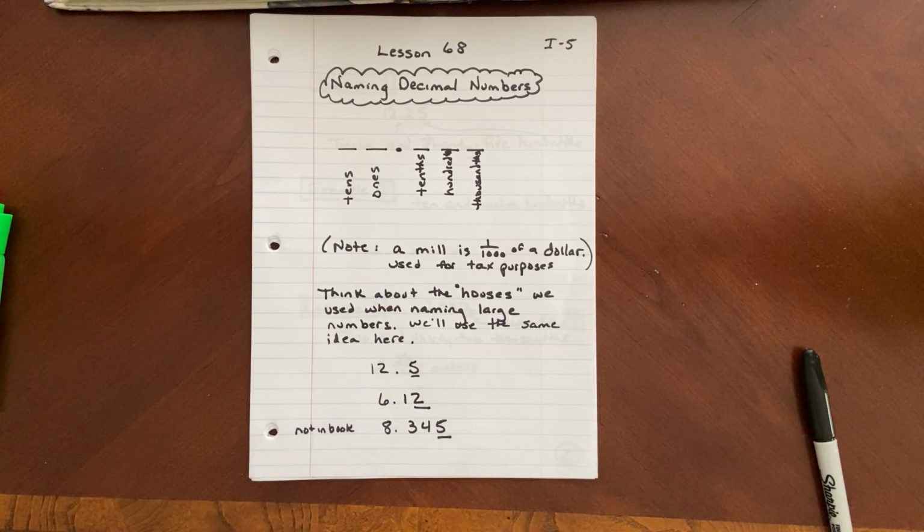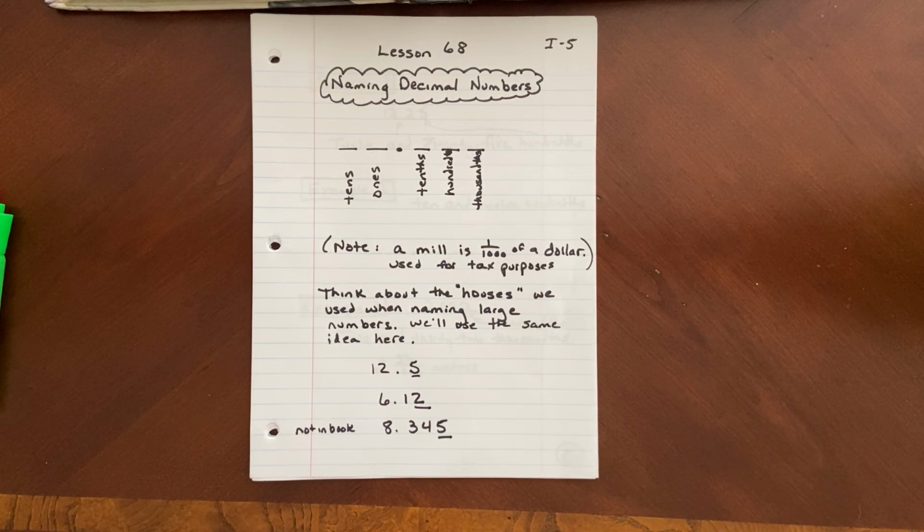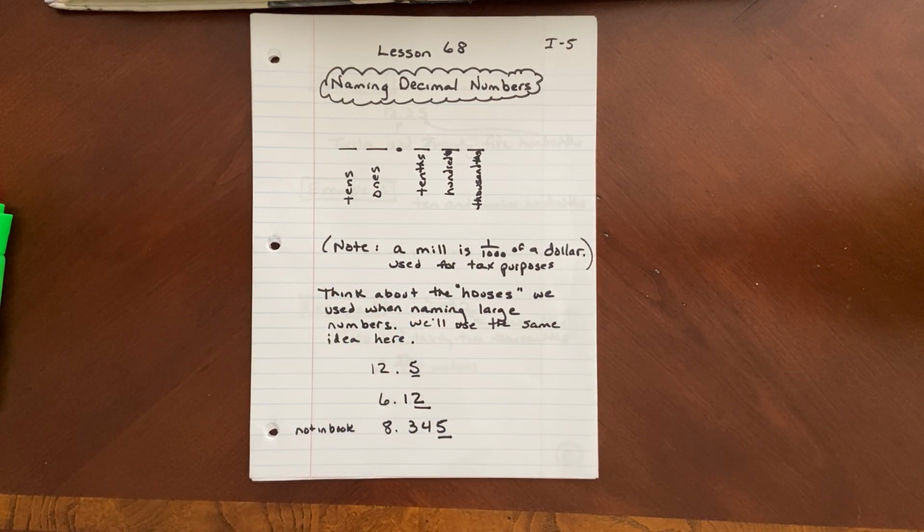This is lesson 68, naming decimal numbers. So we've named big numbers before, but now we're going to start learning how to name decimal numbers. So these are whole numbers and then parts of numbers.